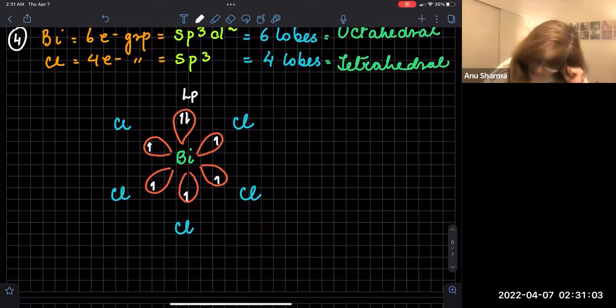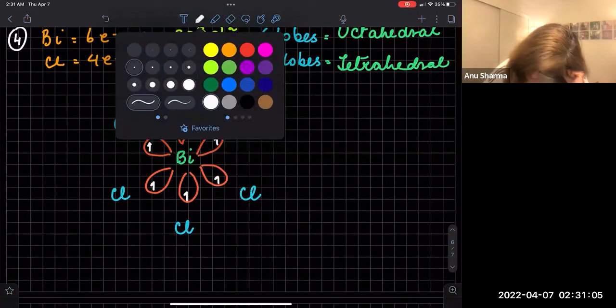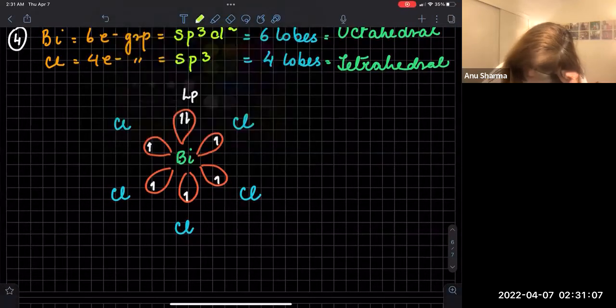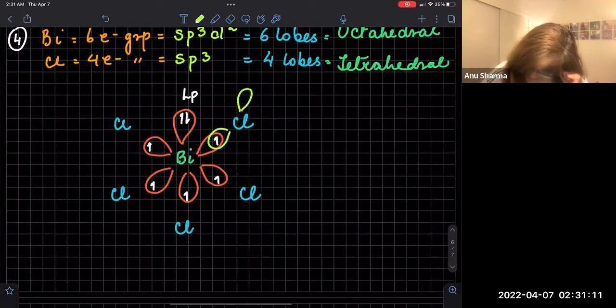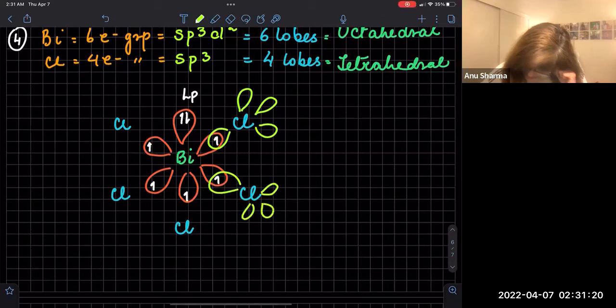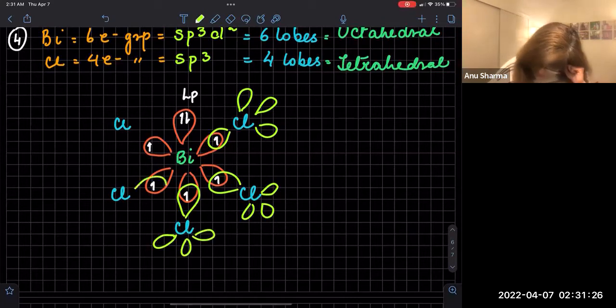And then the chlorines are similarly overlapping like that. And these are the chlorines. Each of the chlorines have their lone pairs. Now, because of the space, generally, you will not see these bonds, but you might just see only one of the orbitals overlapping. That's fine also. But it's a good idea to always draw if the space is there.